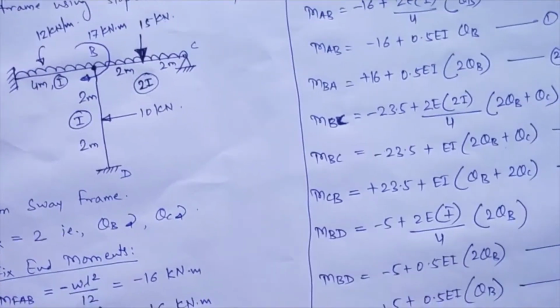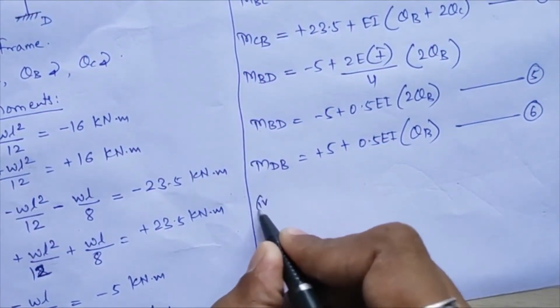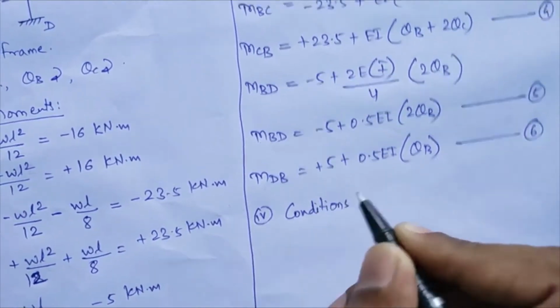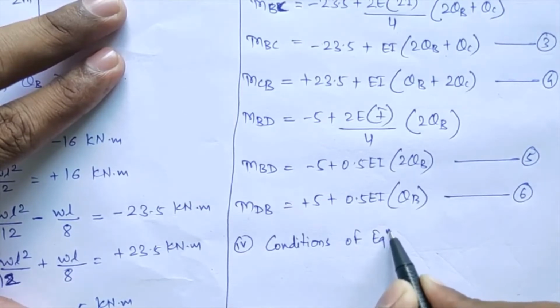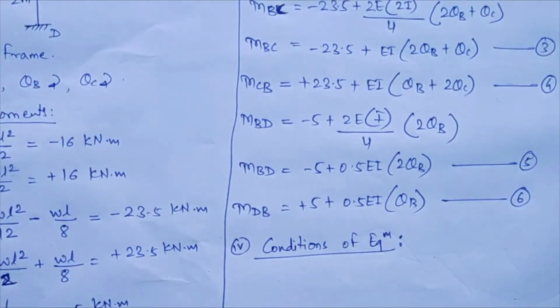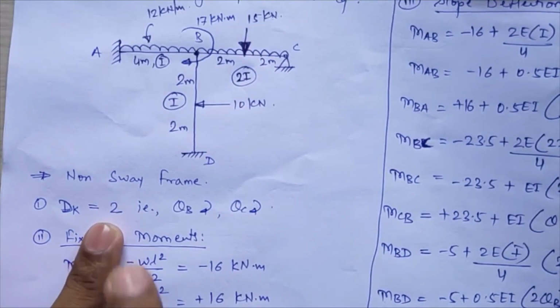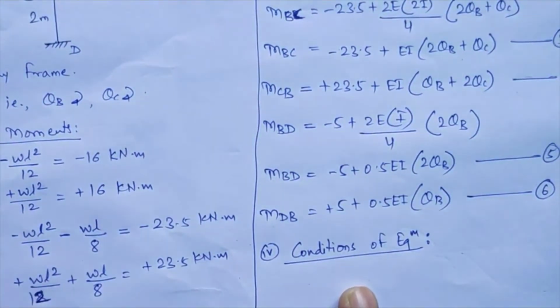Okay, so our next step, step number 4, conditions of equilibrium. Conditions of equilibrium will be equal to your value of dk. So if you have dk value equal to 2, there will be 2 conditions only in case of non-sway beams or non-sway frames.